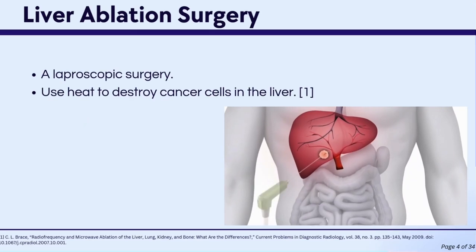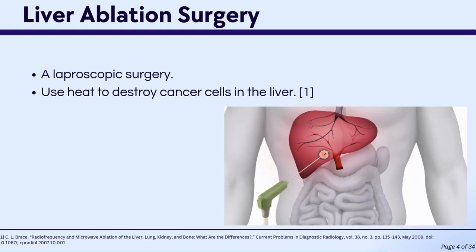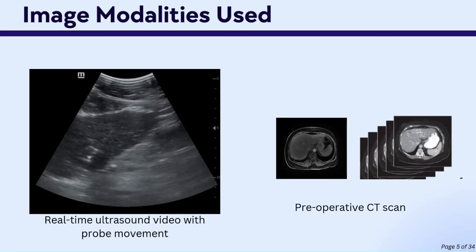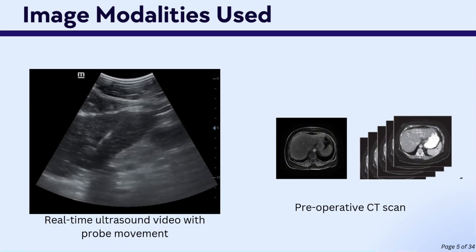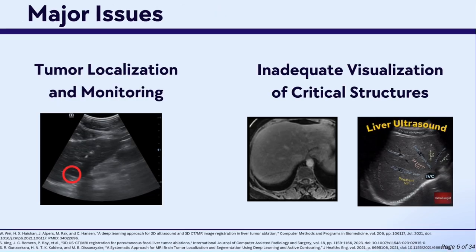Liver ablation surgery is a laparoscopic surgery which is used to treat liver tumors by destroying cancerous tissue using heat. During the procedure, an ablation probe is guided to the tumor site, often with the aid of imaging modalities like ultrasound and CT scans. Here, the video on the left shows the real-time ultrasound with probe movement, and the image on the right shows the 3D CT scans. These are the inputs for our approach.